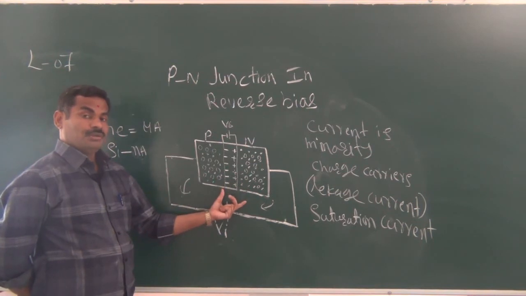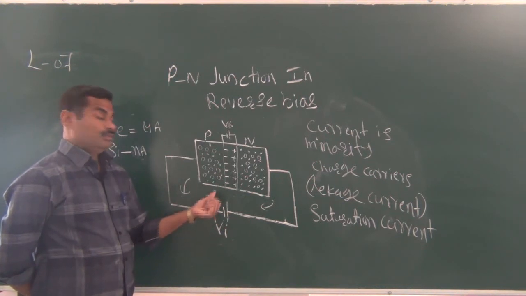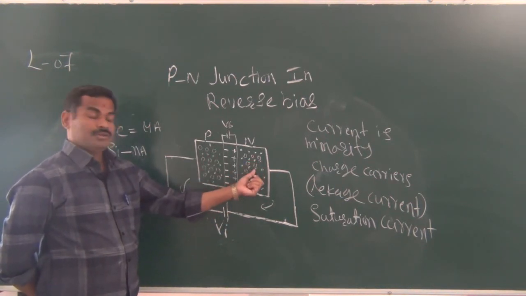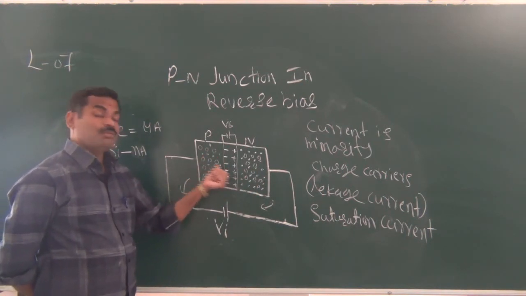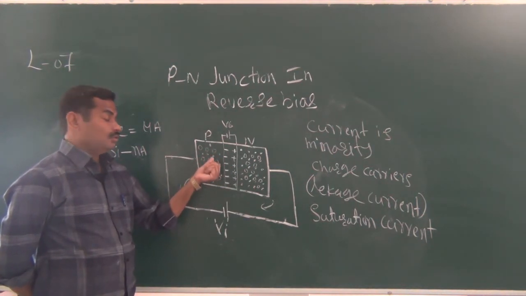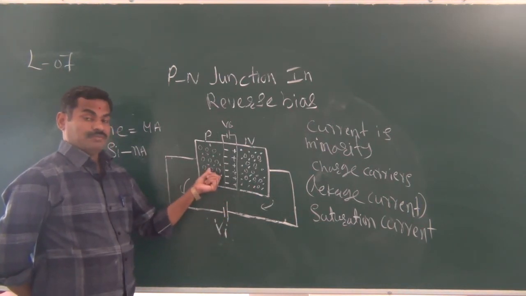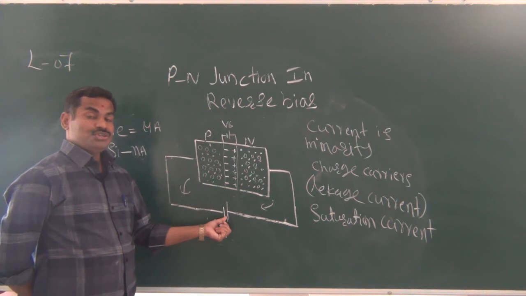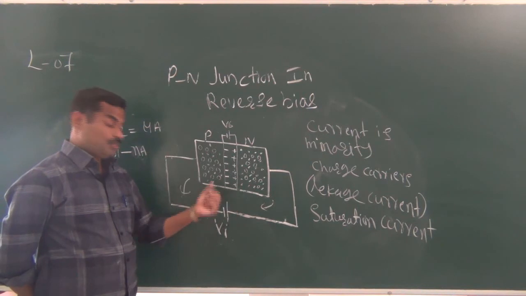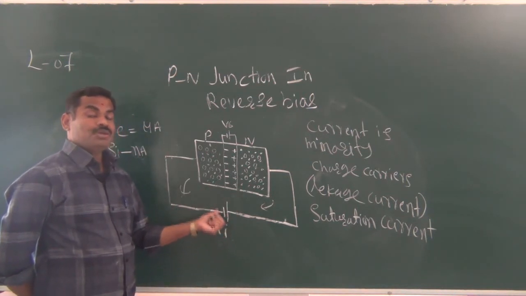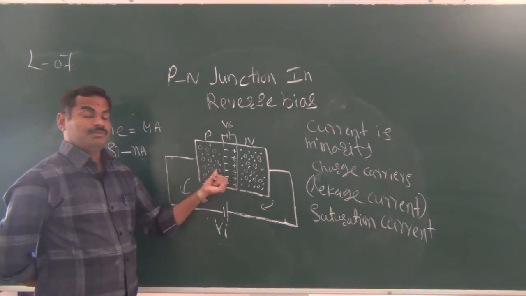And also, an important thing: the majority carriers are moving away from the junction, but you have some minority carriers. In N-type the holes are minority carriers, and in P-type the electrons are minority carriers. They are moving, and the applied voltage acts as forward bias for the minority carriers. No doubt, the applied voltage attracts the holes and electrons, but it acts as forward bias for the minority carriers, so they easily move from N to P and P to N.